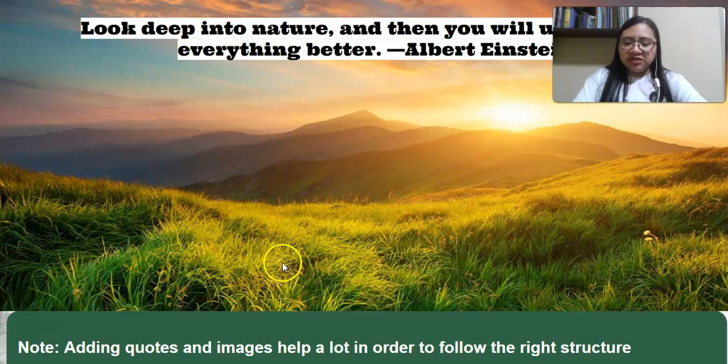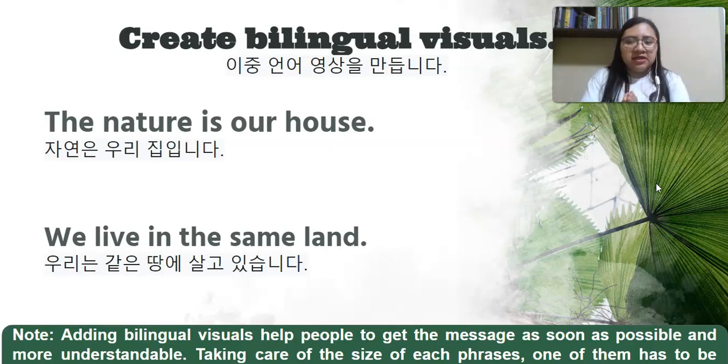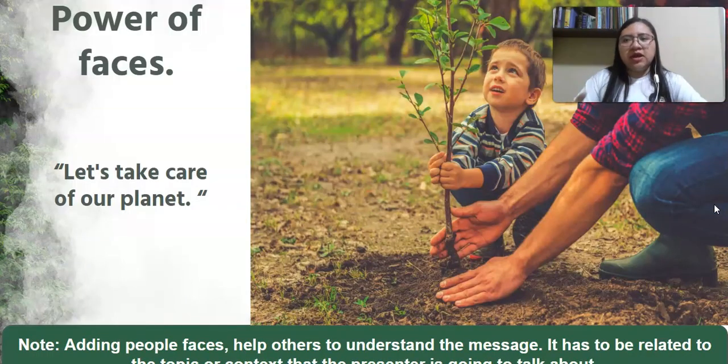But adding quotes and images helps a lot in order to follow the right structure. So I have a picture, I have text, and look at the letters. They have a background. If my general background is too saturated, I can add a background just for the letters. Create bilingual visuals. You can create bilingual visuals like here. As you can see, I have it in English and I have it in Korean. So you can combine these 2 aspects.